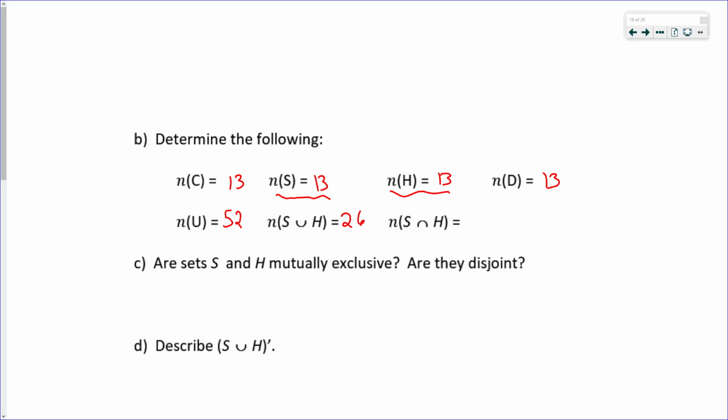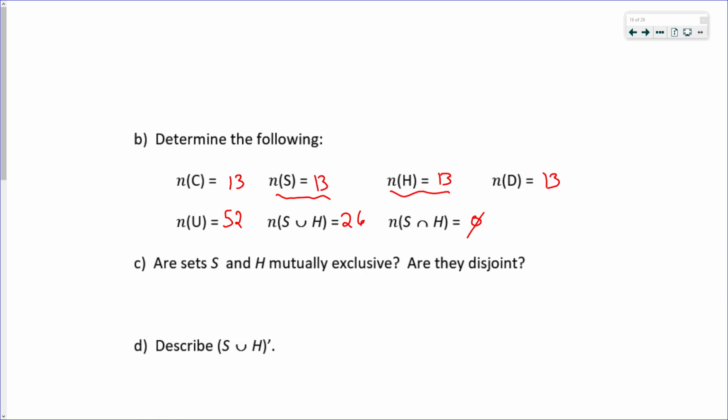And for the next one, we have the number in the intersection of S and H. So that one includes the cards that would be found in spades and in hearts. And in this case, there's no overlap. You cannot have a card that's in the suit of spades and also in the suit of hearts. So this one is the empty set. There's nothing that they have in common.